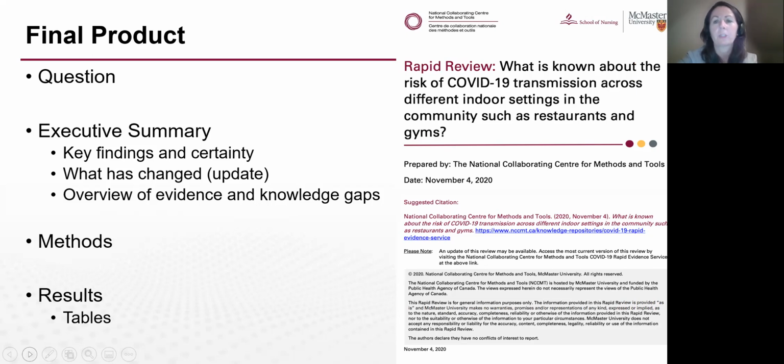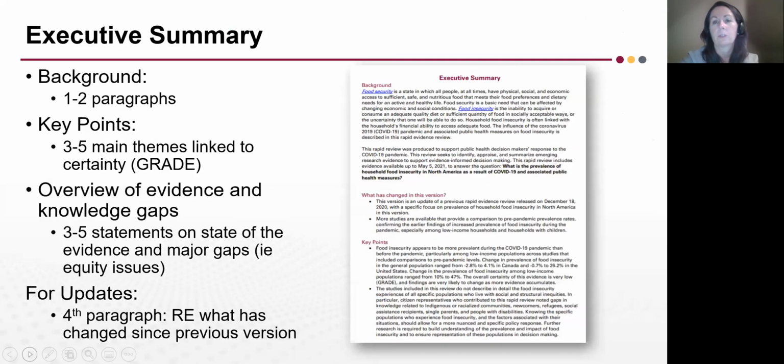And so the first page always starts very upfront with: what is the question being answered? We then have an executive summary that's made up of 3 parts: the key findings and certainty. If it's an update, we talk about what's changed. We give an overview of the evidence. Then we talk about methods. And again, it's fairly bare-boned methods. If you want to know more, there are links to specific pages on our website that give more detail. And then the bulk of the information exists in the results tables according to the types of columns that our decision makers were interested in.